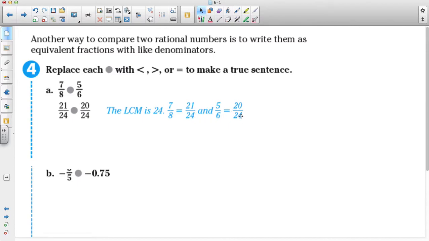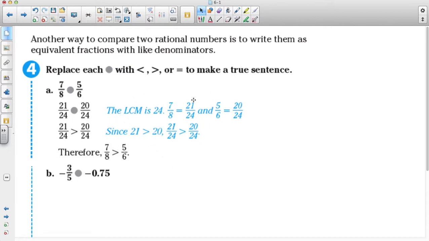With the denominators the same, you now start comparing the numerators, 20 and 21. And since 21 is greater than 20, 21 over 24 is greater than 20 over 24. Therefore, 7/8 is greater than 5 over 6.